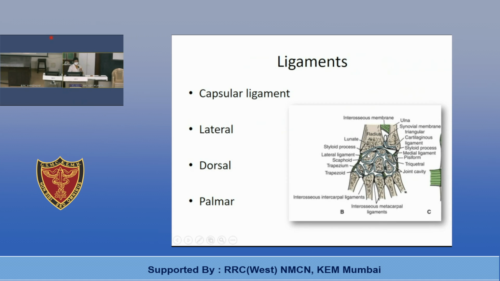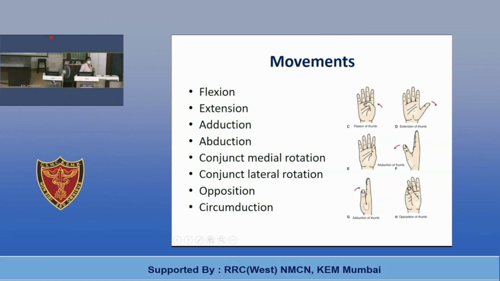There is a lateral ligament as seen in this picture. There is also a dorsal ligament and a palmar ligament to strengthen the anterior and posterior parts of the capsule. The movements: which movements are possible at this first carpometacarpal joint? There is flexion, extension, adduction, abduction, conjunct medial rotation, conjunct lateral rotation, apposition, reposition, and some degree of circumduction.